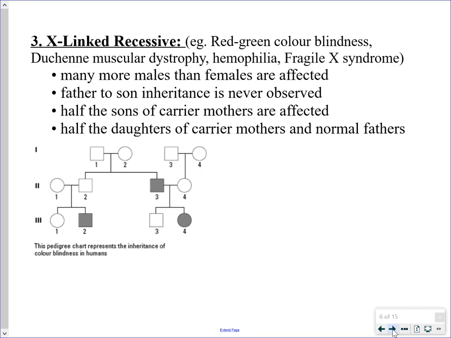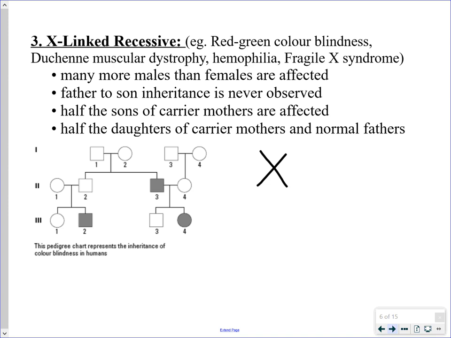On to the sex chromosomes. The X chromosome, of course, females have 2 copies, males only have 1 copy. And a few examples here: red-green color blindness, Duchenne's muscular dystrophy, hemophilia, Fragile X syndrome. These are all X-linked recessive. Remember that when we start to talk about the X chromosome, a trait is on the X chromosome, you have to show it on the X chromosome.